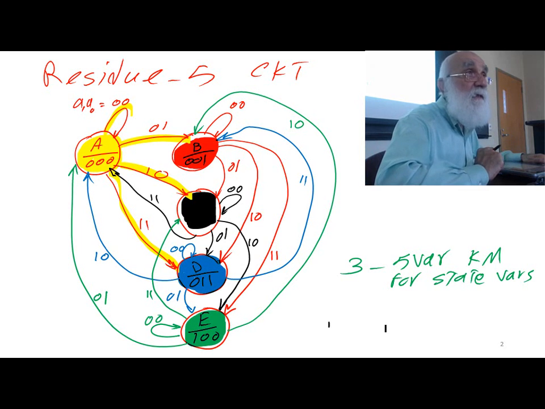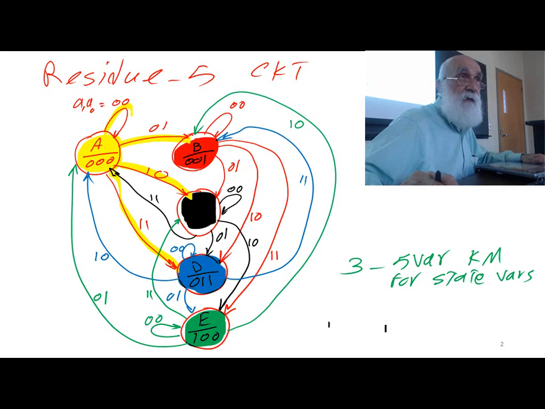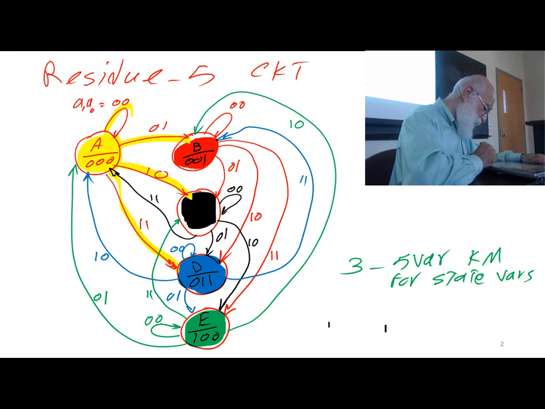And how do we design it now? To do the design, I'm going to be using one hot. Instead of doing Karnaugh maps, I'm going to be doing one hot. And so let's go on to the next slide. I have 5 states, and therefore I need 5 flip-flops.